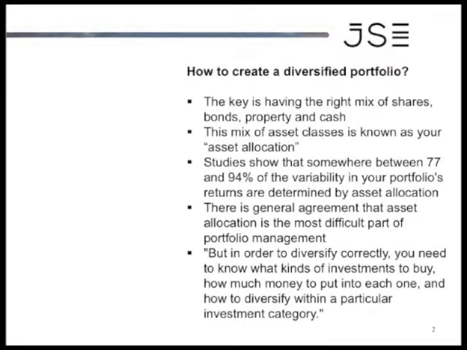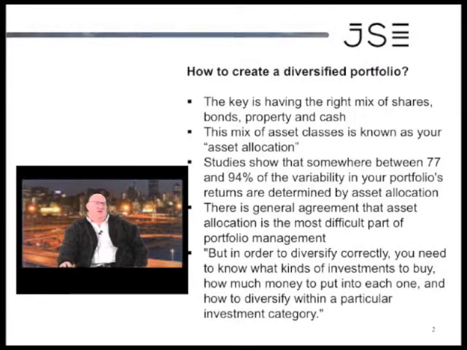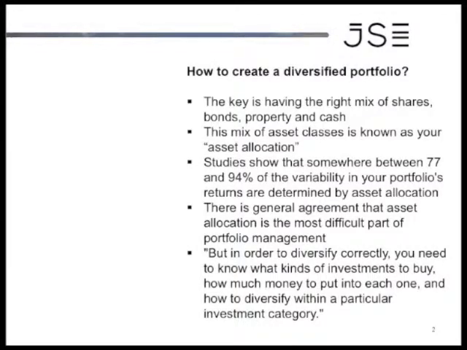A lot of studies out there show that between 77 and 94%, so the vast majority of your portfolio's returns are determined by what asset class you're in, not necessarily what stocks you pick. There's general agreement in the industry that this is the hardest part of creating a portfolio, and that the stock picking side is actually a lot easier.